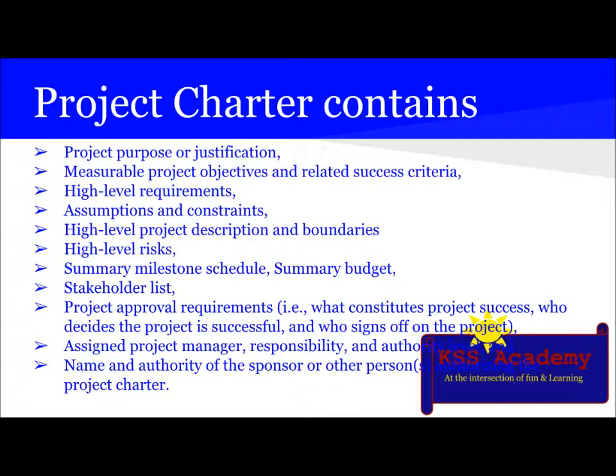Product description is broad enough that changes are not required. So product description is very high level and very broad, so that once the project charter is signed, no modification should be required in the project charter. It also establishes a partnership between performing and requesting organization. And PM is assigned and given authority as early as possible.